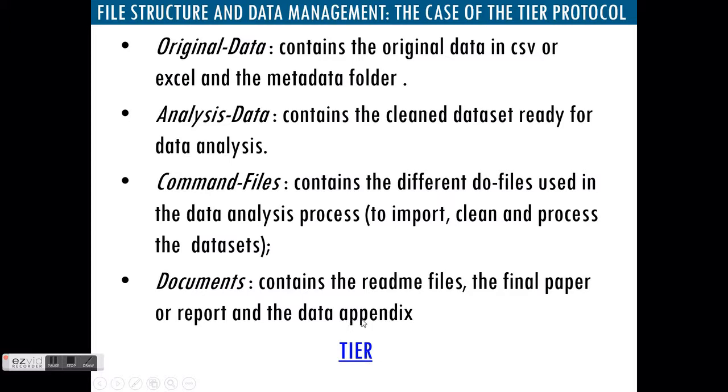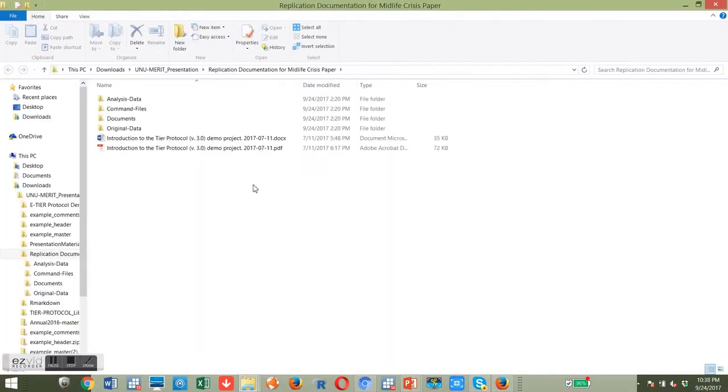So here I'm going to give you a visual description of the TAIER protocol. So for instance, this is how the TAIER looks like. I was just telling you, you have the analysis data, the command file, the document folder, and then the original data folder. So let's take a look at the original data folder. So here what you have is the Excel. So this is just an example.